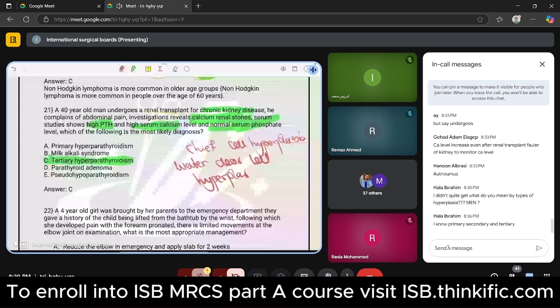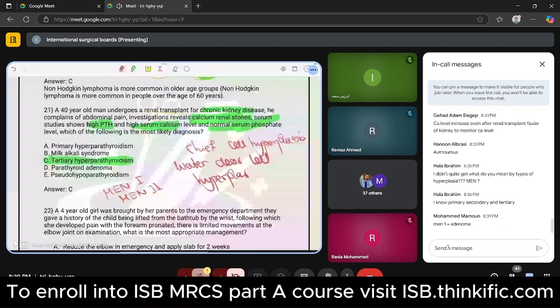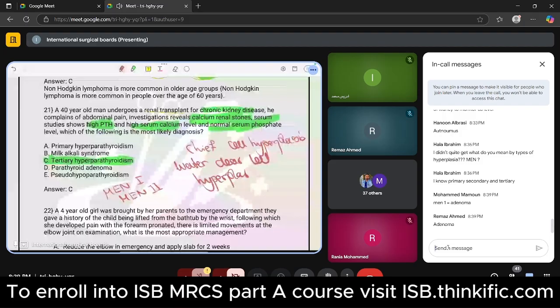Okay? In MEN, by the way, Dr. Hala said in MEN, in multiple endocrine neoplasia. If I ask you, in MEN type 1 and in MEN type 2, if you take a biopsy of the parathyroid gland, in MEN type 1, what's the finding? Adenoma, yes. Okay, in MEN type 2, usually adenoma. Hyperplasia can be there, but usually adenoma.